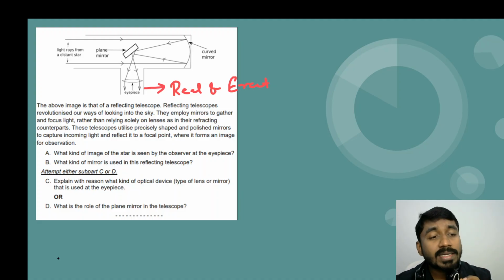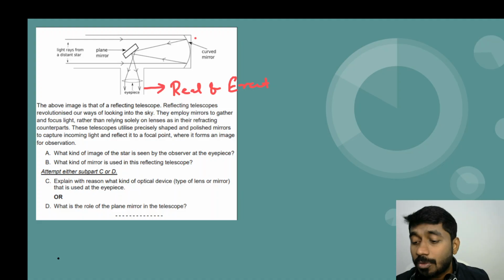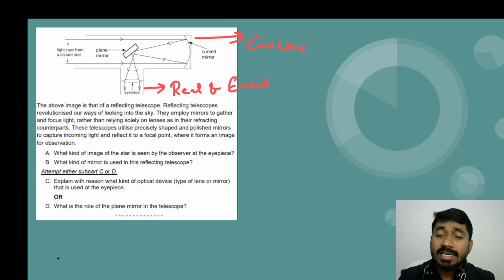Next question. What kind of mirror is used in the reflecting telescope? It is a concave mirror. From the picture it is very clear, it is curved inwards. The mirror will be a concave mirror.